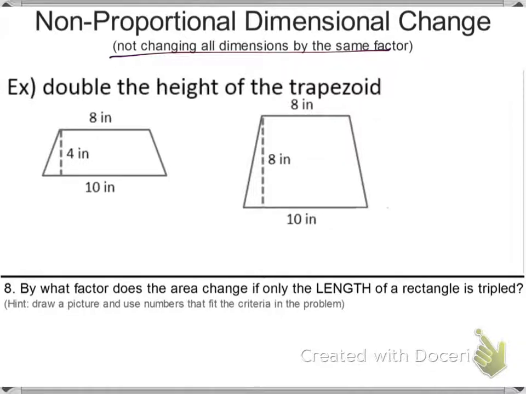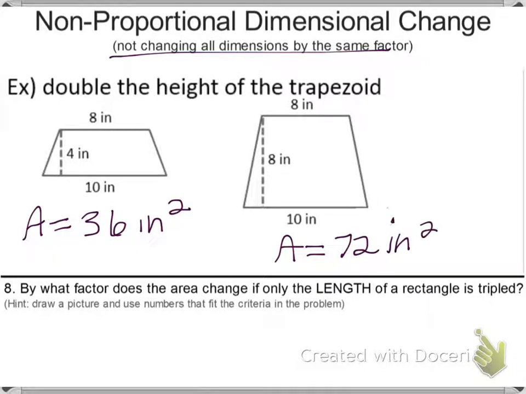In this first example, it says double the height of the trapezoid, and I'll show you what happens. If you were to get the area of this first trapezoid, I'll save you the time, it would be 36. If you were to get the area of the second trapezoid, you would get 72. So look what happened when just the height, not the bases, just the height was doubled, then the area was just doubled. Kind of like what we saw with perimeter earlier.